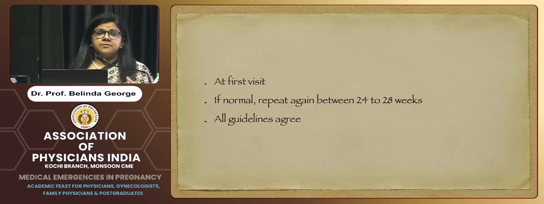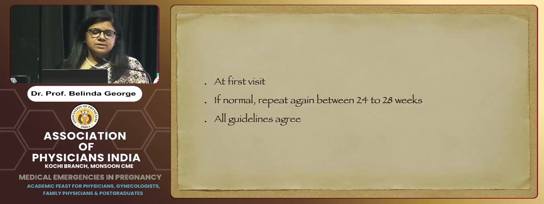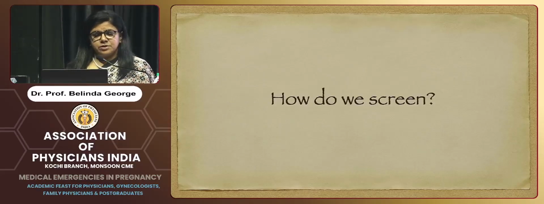However, if the first visit test is normal, then we do not leave the patient alone and say you're absolutely okay. You have to rescreen at 24 to 28 weeks to rule out the usual onset of gestational diabetes, which usually starts beyond 20 weeks of gestational age. And again, with regards to timing, there is not much disagreement or discordance between guidelines. They all say one visit at the start and then a repeat visit at 24 to 28 weeks.